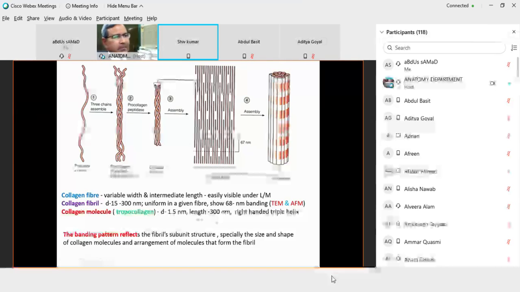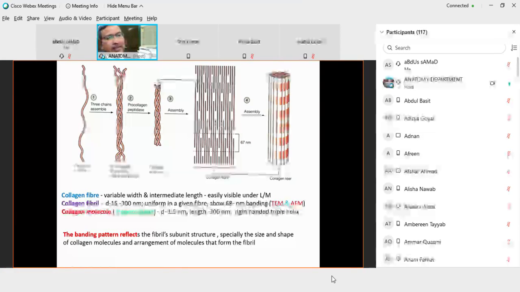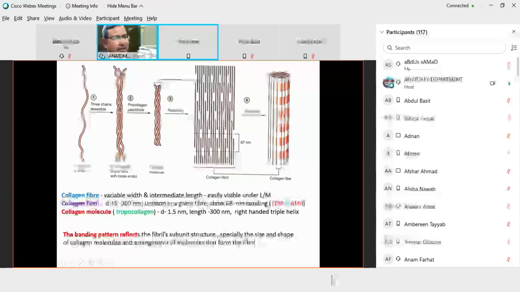And this banding pattern, what is the significance? So we have the collagen fiber that you can see under a light microscope without any problem, because they are in micrometer. The collagen fibrils are in nanometer, so they can be seen only on the TEM and the AFM. While the collagen molecules are further small, and they have the right-handed triple helix of the 3 alpha chains.